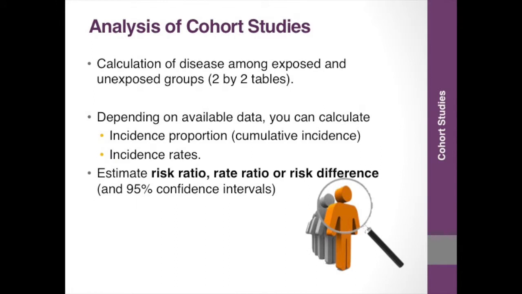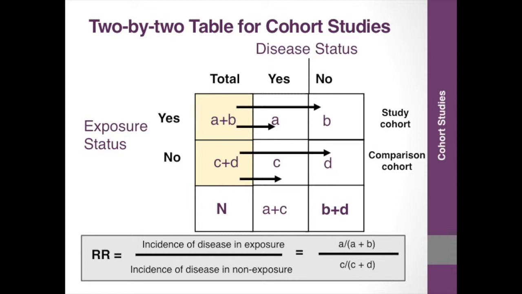Cohort studies allow the calculation of the incidence of disease in the exposed and the non-exposed groups. So you can calculate incidence proportions, incidence rates, and therefore risk ratios or rate ratios and risk differences. You can also conduct multivariate analysis for these estimates for adjustment of the effect of potential covariates. Typically, we use 2 by 2 tables to summarize the data. In essence, the table displays the combinations of exposure and outcome status.